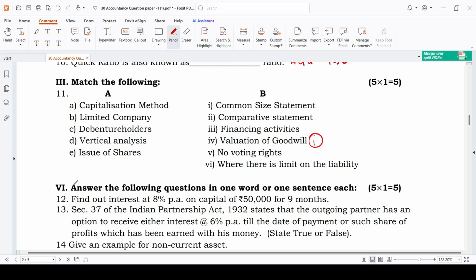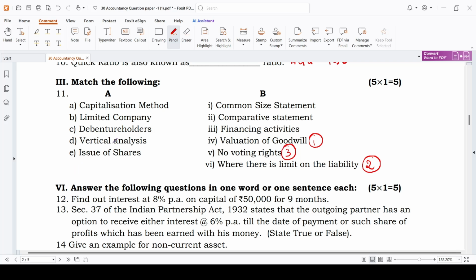Next, limited company. What do you mean by limited company? Limited company is nothing but where the liability is limited. Debenture holders will not be having any voting rights. Ma'am, then who will be having? Shareholders will be having the voting rights.